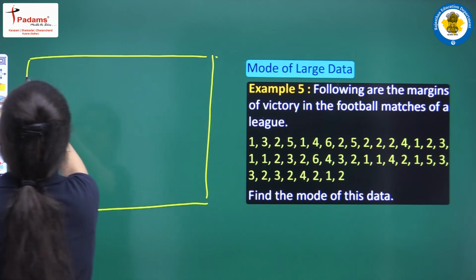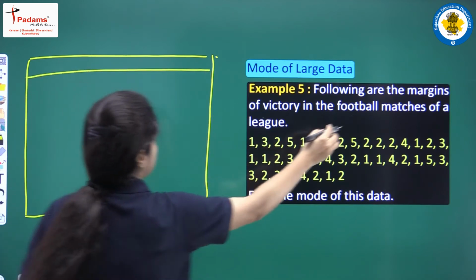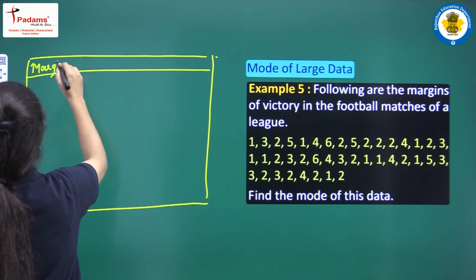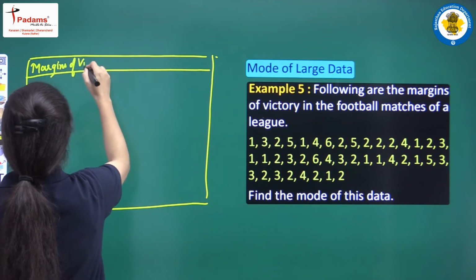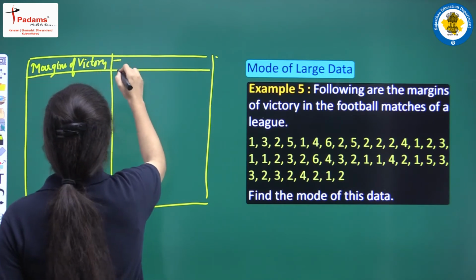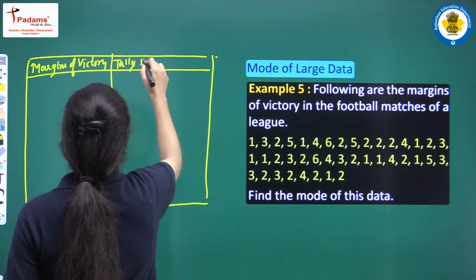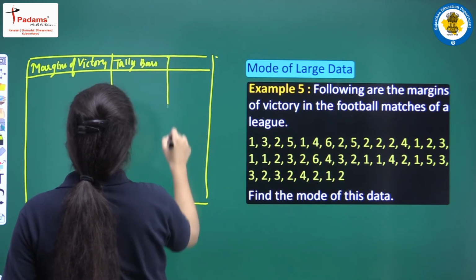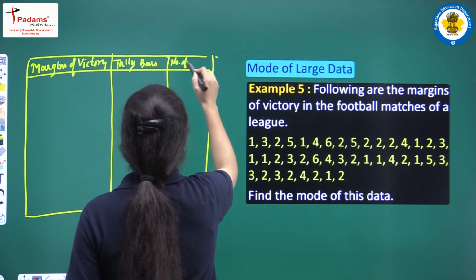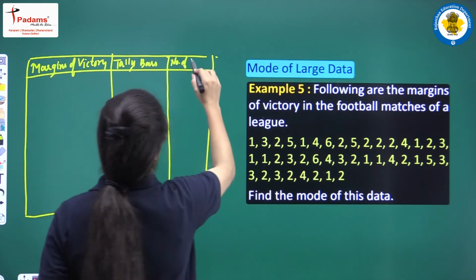Right students? In this table, firstly we will have margins of victory. Then we'll mark tally bars, and after the tally we will have the number of matches, that is the total of the tally bars.